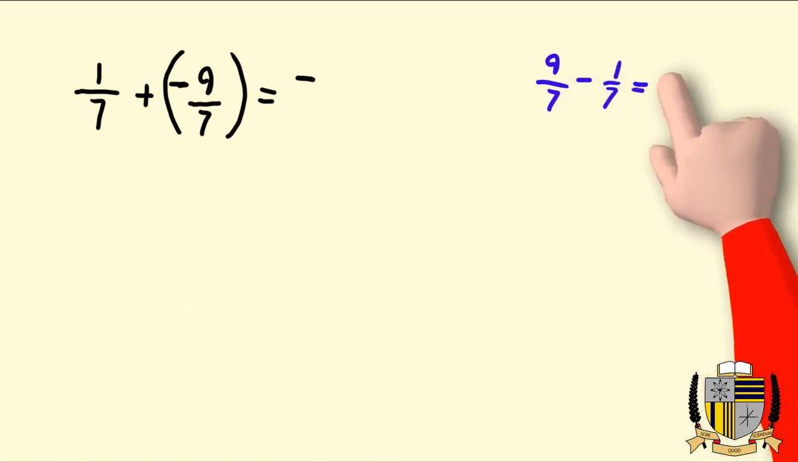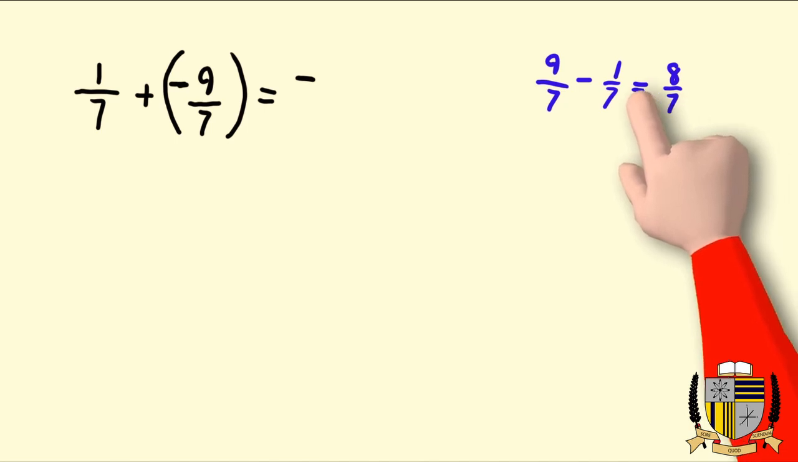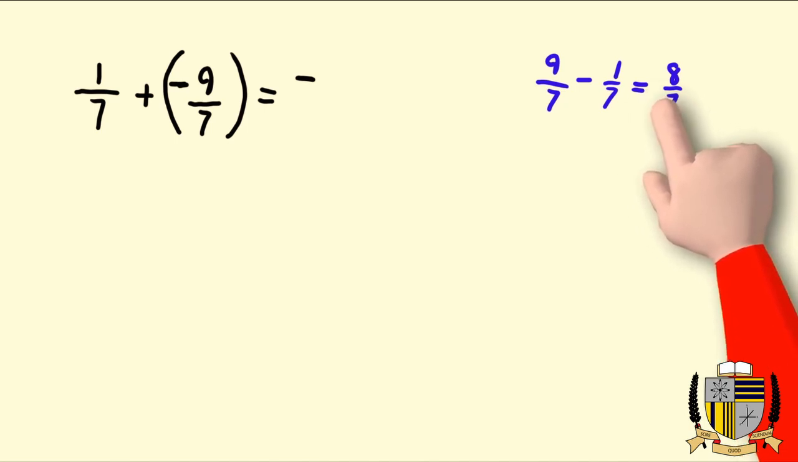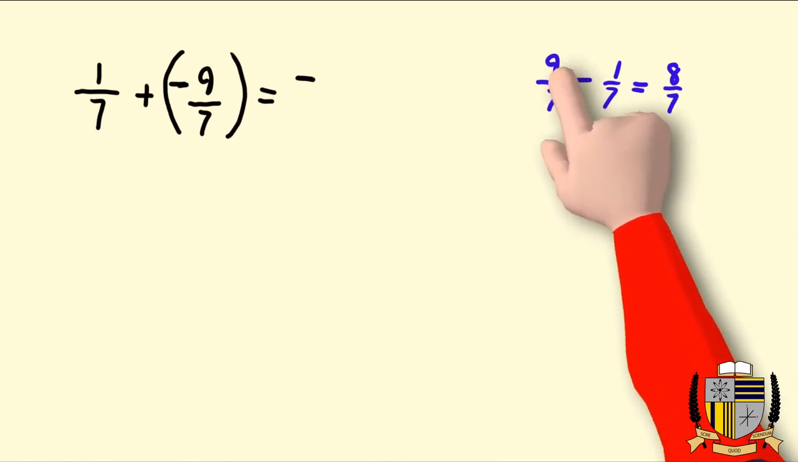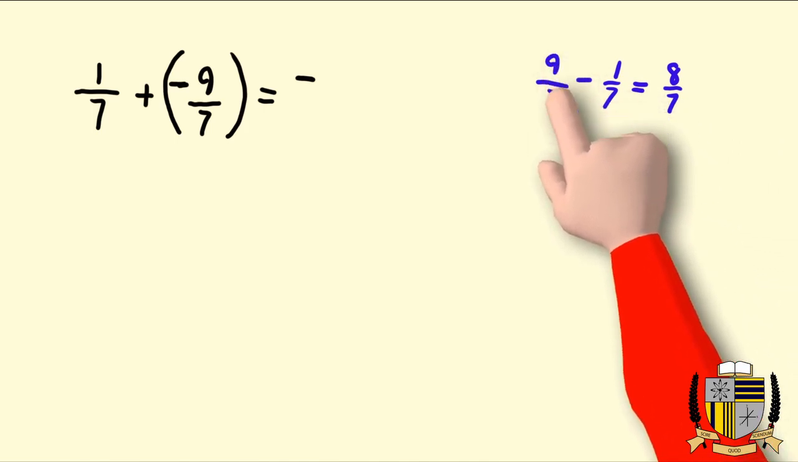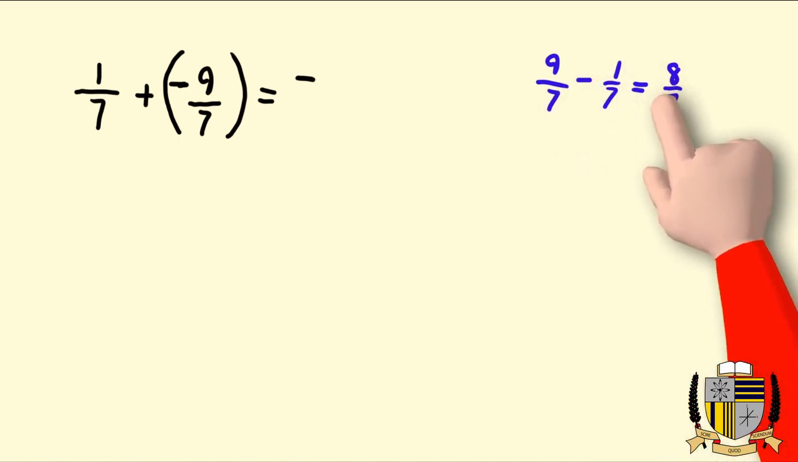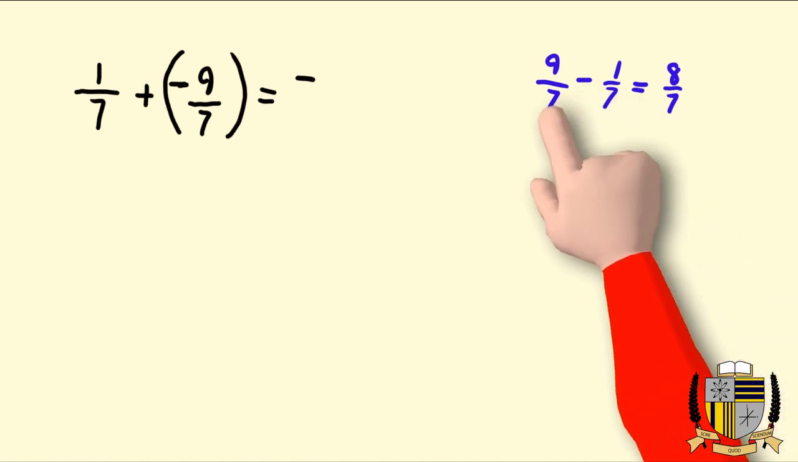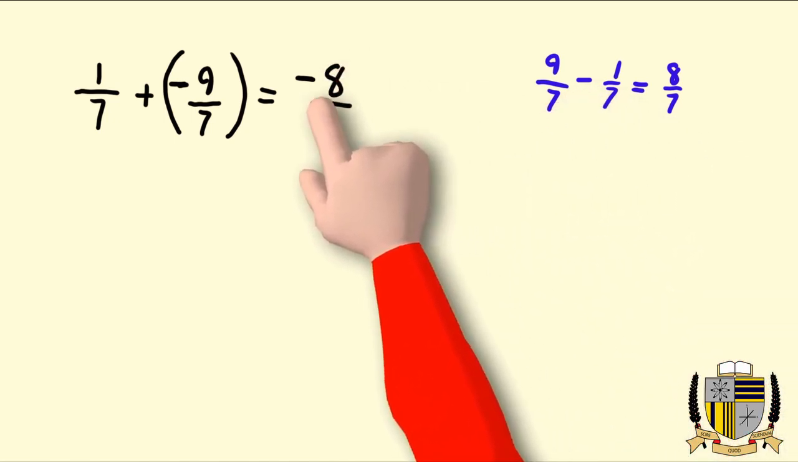I'm going to end up having 8/7, right? 8/7. It's almost like you have 9 of something and I'm taking 1 of something. So I'm going to have 8 of that thing, right? So the answer is 8/7.